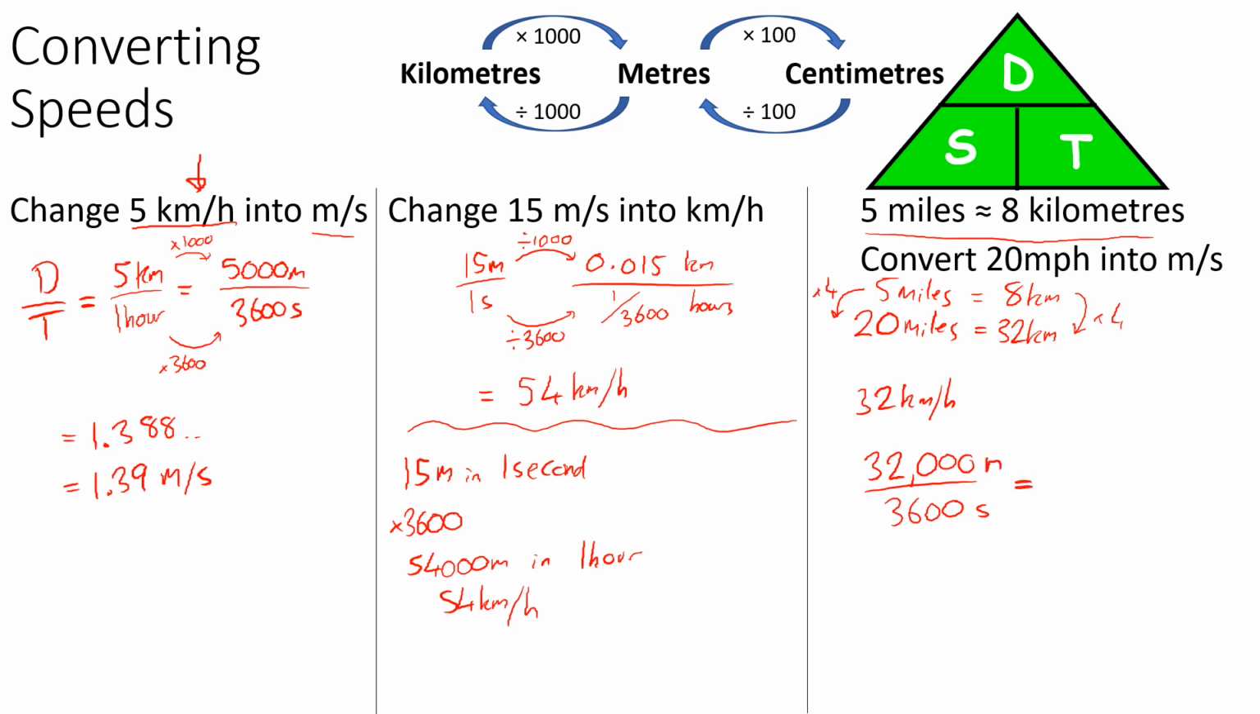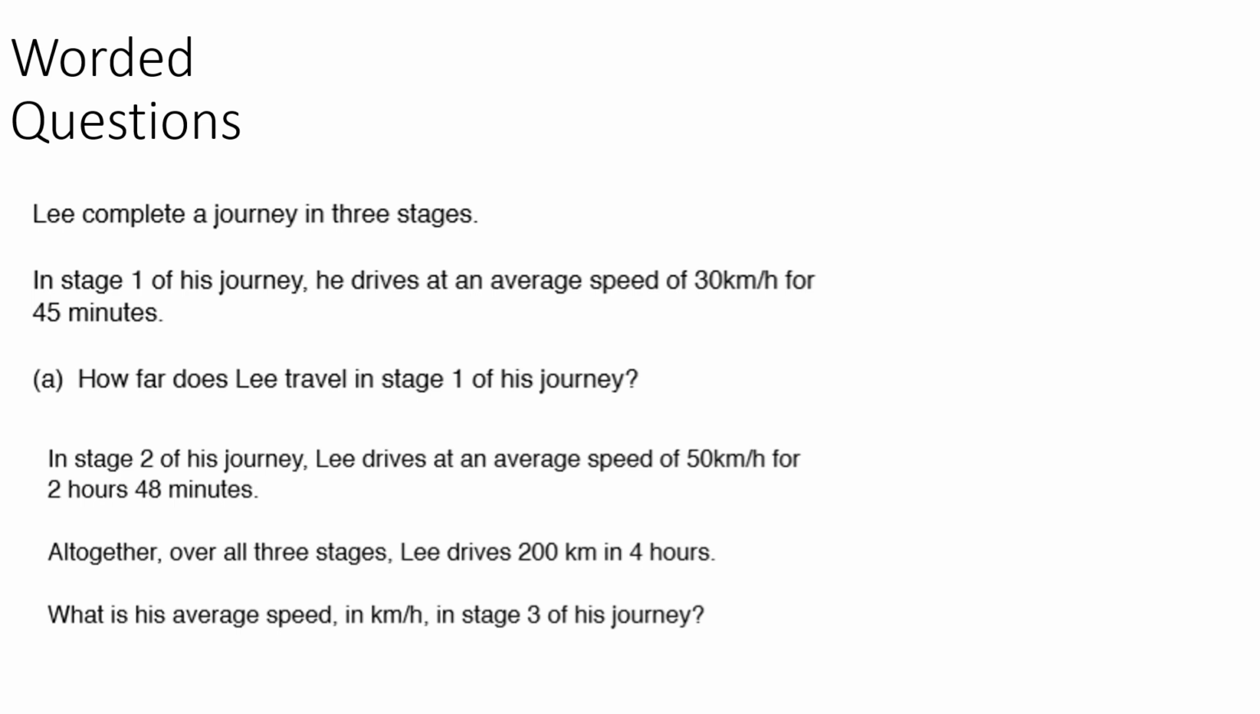So that's the conversion we need to do. If we divide that, we'll get 8.88... Let's round that to 2 decimal places, say 8.89 meters per second. Yeah, useful trick, that one. Okay, we're going to finish off with 3 GCSE worded questions. I'd like you to pause the video, have a go, and then come back when you've done that.